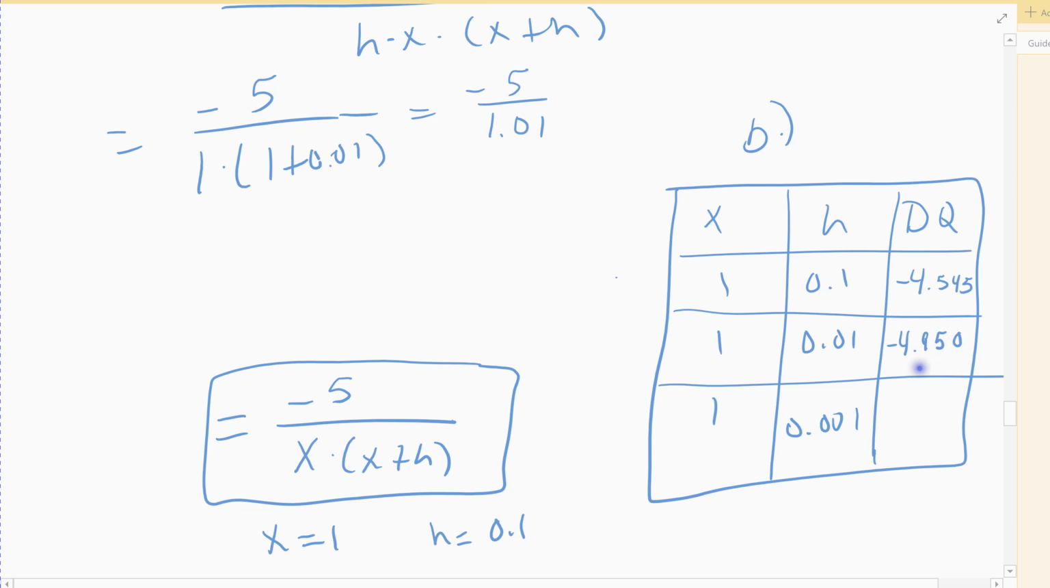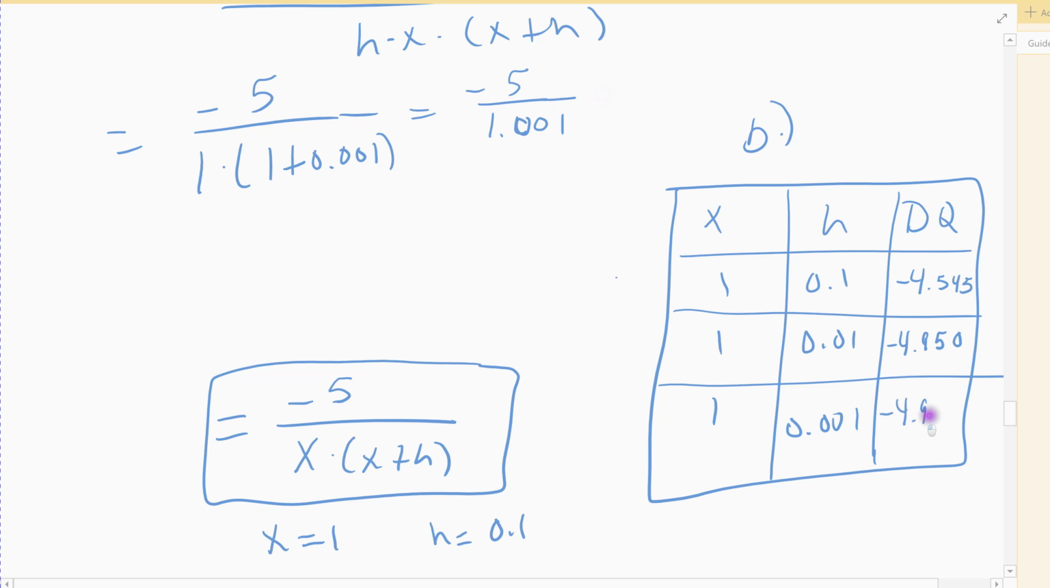So it's decreasing faster, or when that negative went bigger, negative 4.95. Well, now you do the 0.001. So again, this replaces here, 0.001. So again, we're going to divide by 1.001, and that comes out negative 4.995.